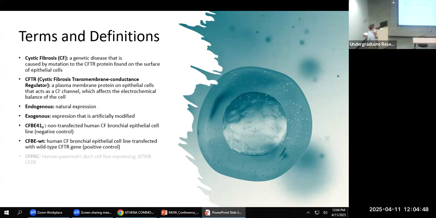Our last two cell lines will be our CIFBAC and CAPN1. These are endogenous, so naturally occurring. CIFBAC is a human pancreatic duct cell line expressing the delta F508 CFTR mutation. CAPN1 is also a human pancreatic duct cell line, expressing wild type CFTR. Both of these were extracted from pancreatic tumors in patients. With CIFBAC, the patient also had cystic fibrosis, while with CAPN1, the person had the pancreatic tumor removed but did not have cystic fibrosis. That's the difference between the two.